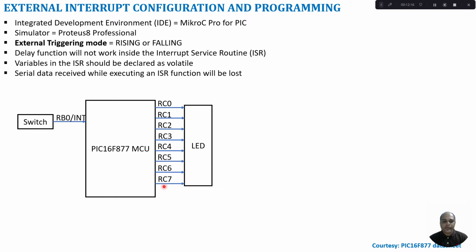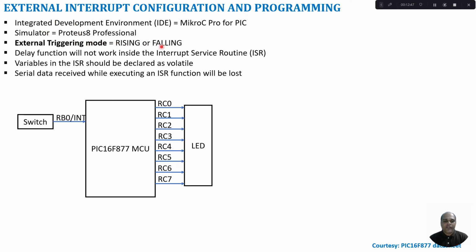So the CPU will try to run a program in a default state. Whenever a switch is pressed, the CPU will go to the ISR, the interrupt service routine, and it will execute a program. Thereby a change in logic of the LED can be observed. For this, we'll be making use of the mikroC PRO for PIC environment as the IDE, where we'll be writing our program and converting this program into a hexadecimal file. We will be building the circuit and simulating the circuit using Proteus 8 Professional.